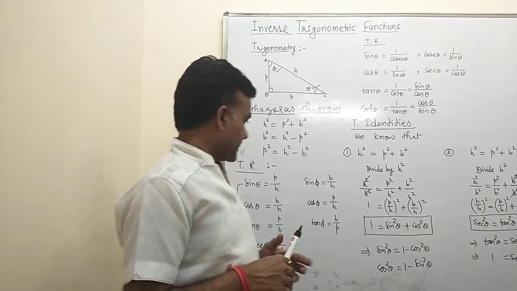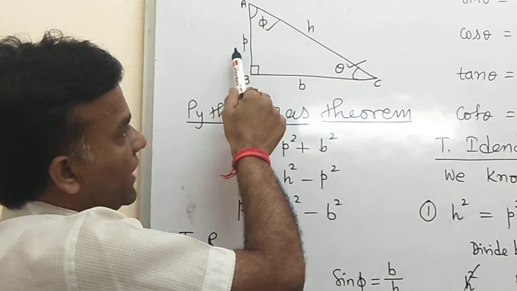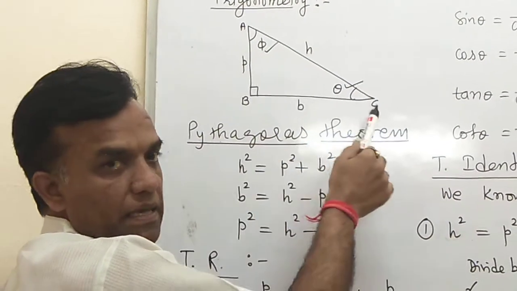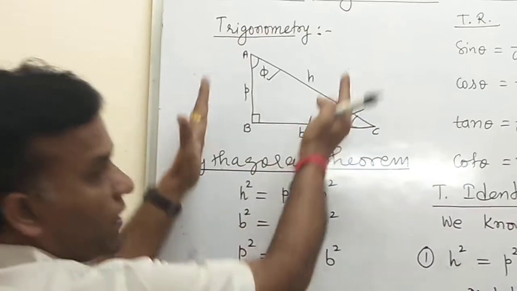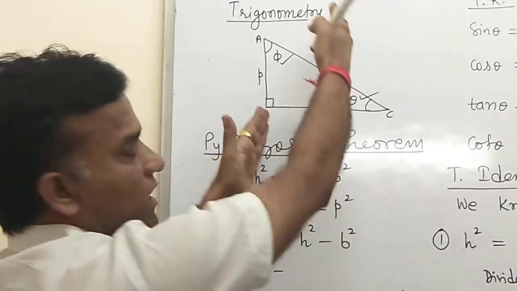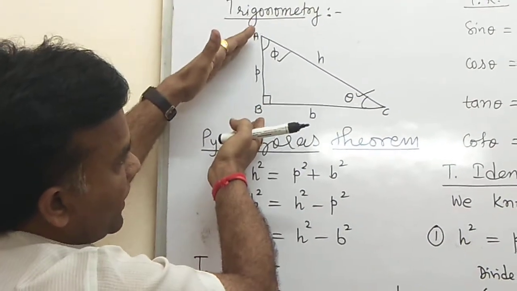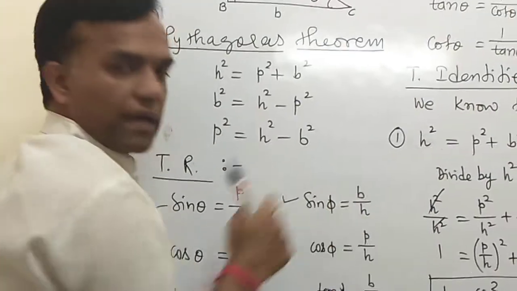So here we discuss sin theta. We have a triangle, then sin theta we know is perpendicular over hypotenuse, because theta is discussed here. So this is the base BC here, and the formula is P by H. But here we discuss sin phi. Now this triangle is converted this way. So your base BC is converted into the perpendicular, and your perpendicular becomes the base. So now the formula is B by H.